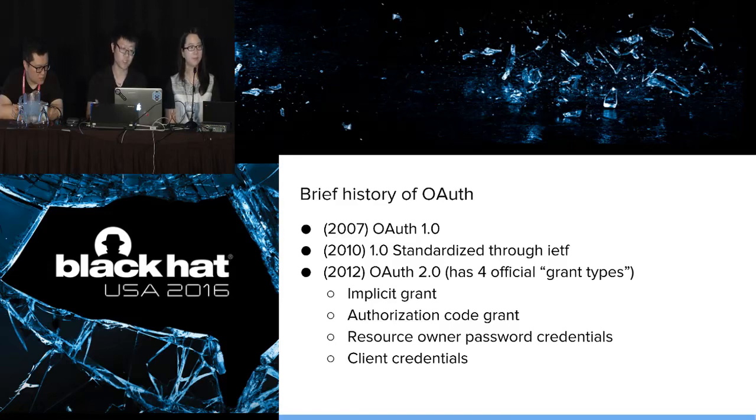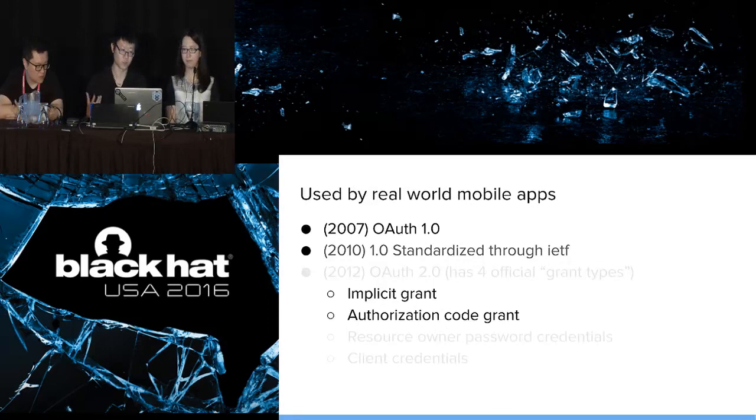In OAuth 2, the RFC officially defines 4 kinds of grant type. It's how this flow can be established. The first one is implicit flow grant. The second one is authorization code grant, and then there are resource owner password credential grant and client credential grant. The first 2 are the ones used the majority of the time, and we're going to focus on these 2 grant types, or flows, in this talk.